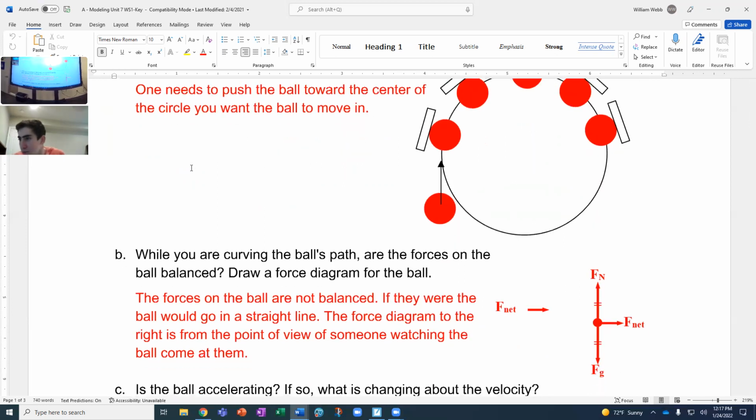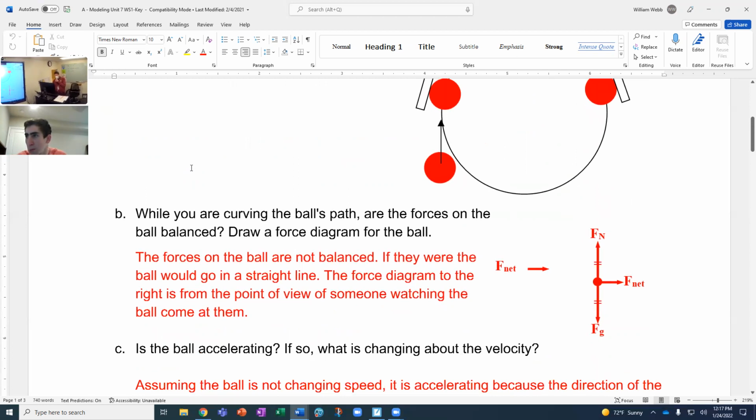All right, for part B, it says, while you are curving the ball's path, are the forces on the ball balanced? Well, if they were balanced, there would be no acceleration. But if something's moving in a circle, what kind of acceleration does it have to have? Centripetal. So if it has any kind of acceleration, whether it's linear or centripetal, there has to be an unbalanced force. Accelerations of any kind, and we're going to eventually know 3 different kinds of accelerations, can only occur if there is a net force. And in this case, since it's a centripetal force that is the net force, it would be directed to the center of a circular path.